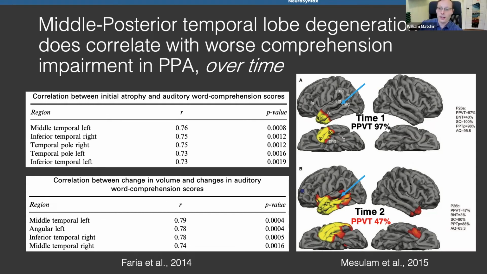And you can see this here in a case study that Mesulam et al. reported, where at time point 1, with the ATL atrophy, right, actually word comprehension was pretty good. So this case, in some sense, right, you would say, actually, this kind of is surprising from the perspective of the Mesulam et al.